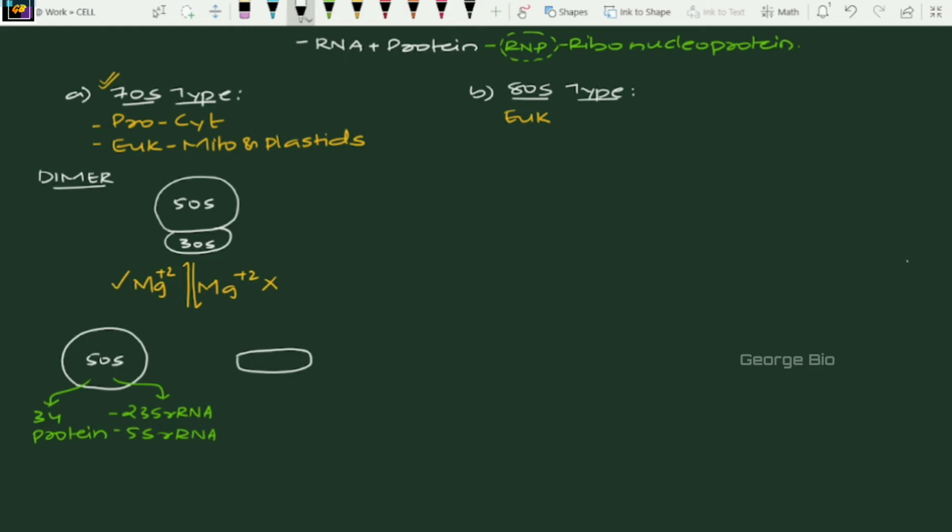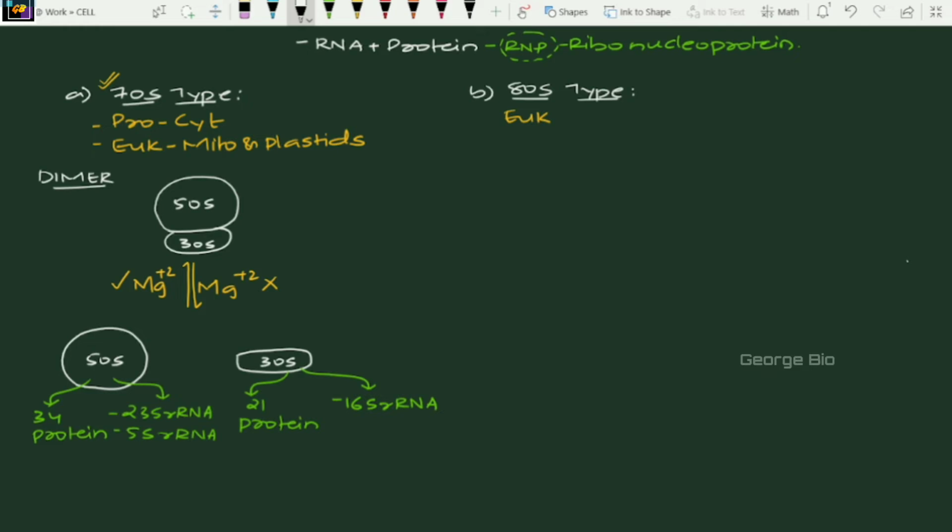Now, coming to the smaller subunit. This smaller subunit is made of 21 protein molecules and the 16S rRNA subunit. Now this is about the 70S ribosome. We'll go with the 80S ribosome.